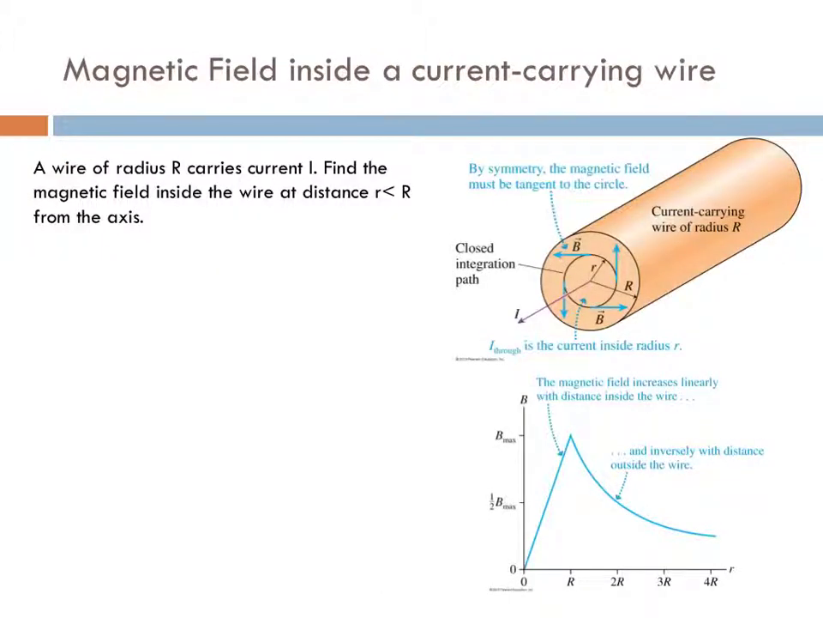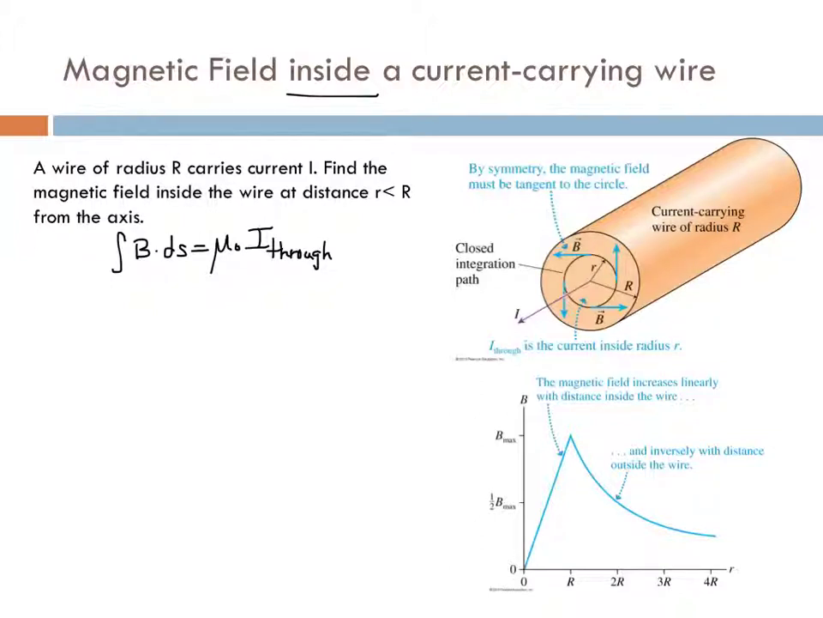So we can see how that applies to solving for the magnetic field inside a current-carrying wire. So here we have a wire of radius r that carries a current I, and we're asked to find the magnetic field inside of the wire. So starting with our equation, if we are looking inside of the wire, then the current is not the total current, but a portion of the current. So just like we looked at current density, we're going to look at current density here.